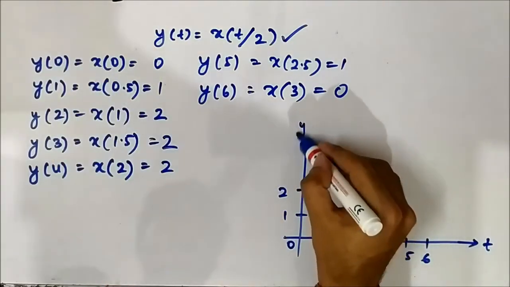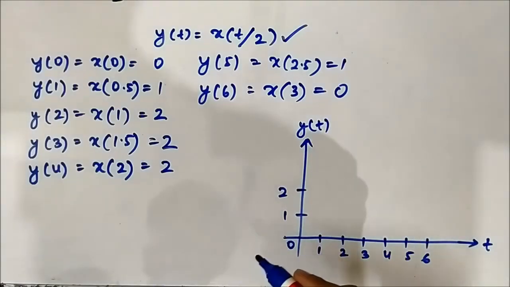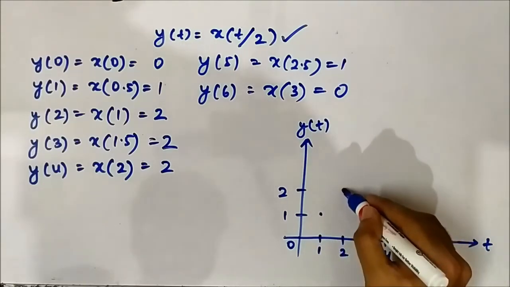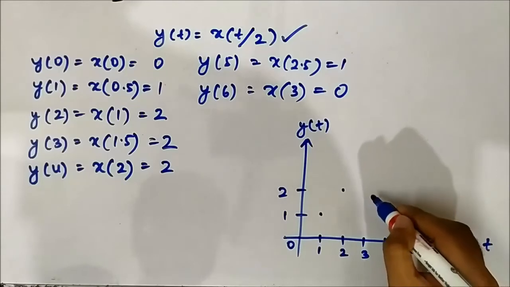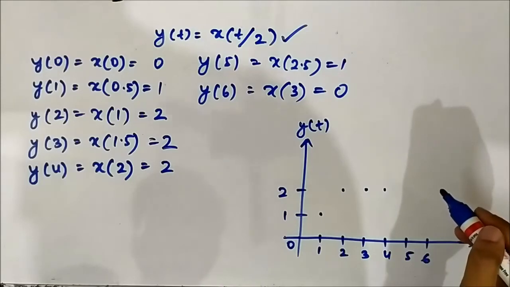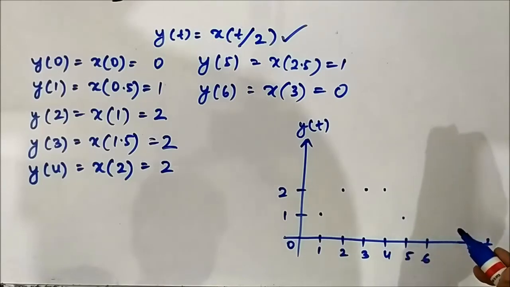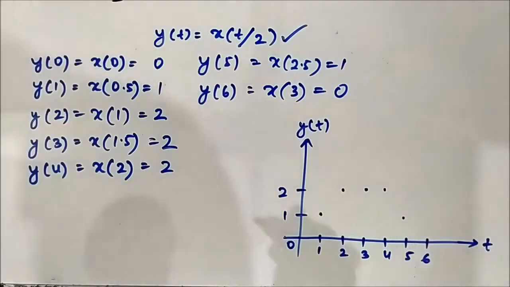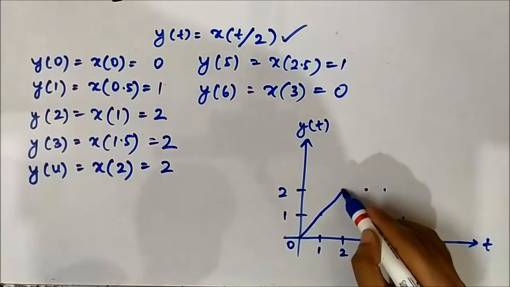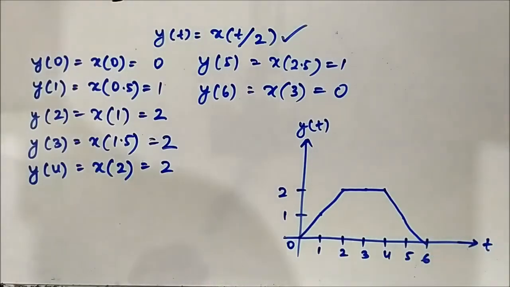So this is yt. y0 is 0. y1 is 1. y2 is 2. y3 is 2. y4 is 2. y5 is 1. And y6 is 0. So now let us join these points. Okay, so this is the signal.